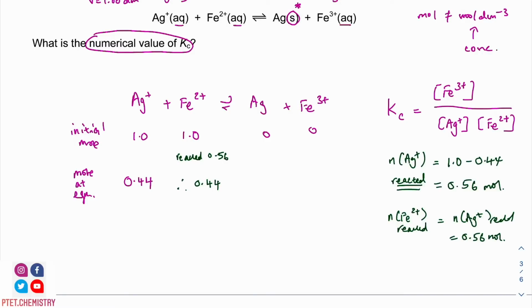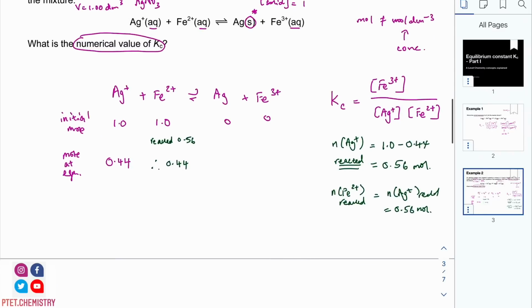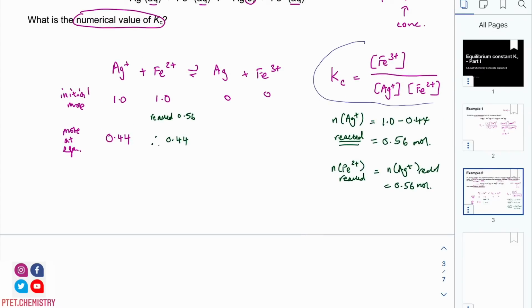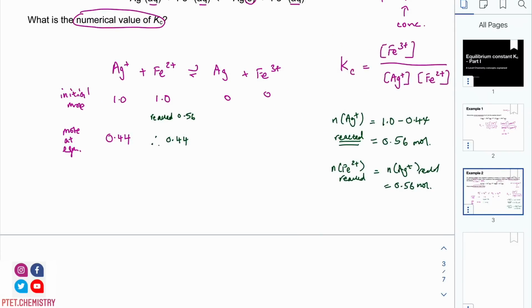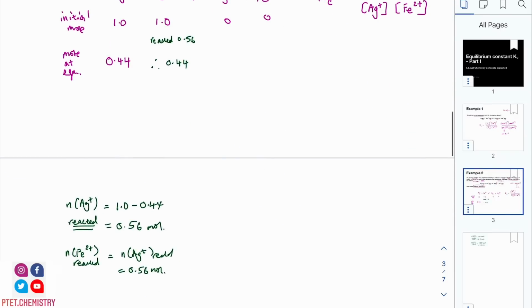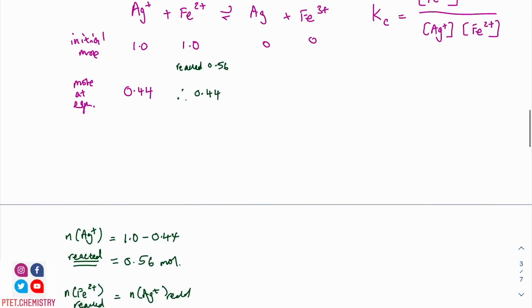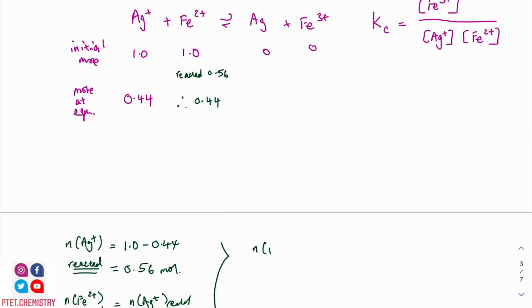Okay, so I should probably add in a new page here so that I don't run out of space. Maybe I can move that. No, I'll leave it there. I'll move this down there. Okay, cool. So what do we know? We know that whatever reacts forms whatever the product is. So the mole of Fe3+ formed is to the mole of Ag+ reacted, okay, it's going to be 1:1.